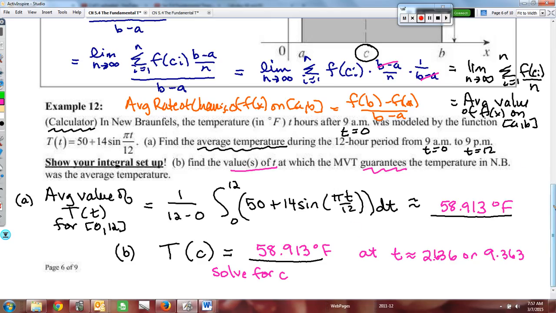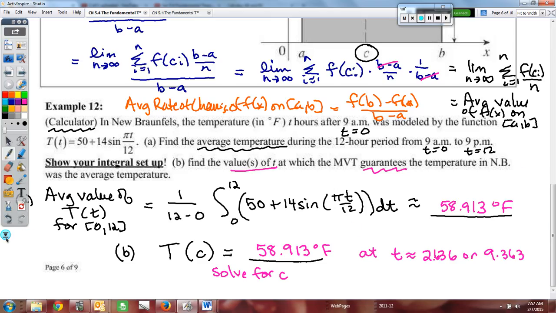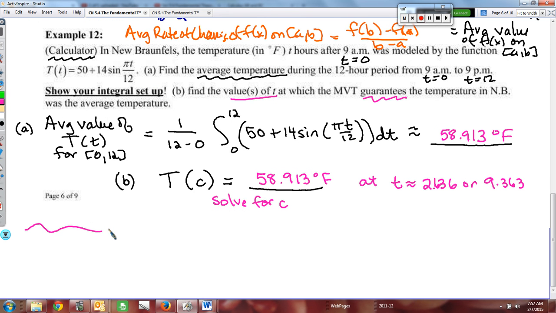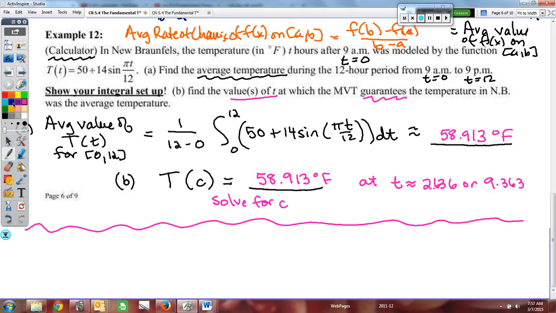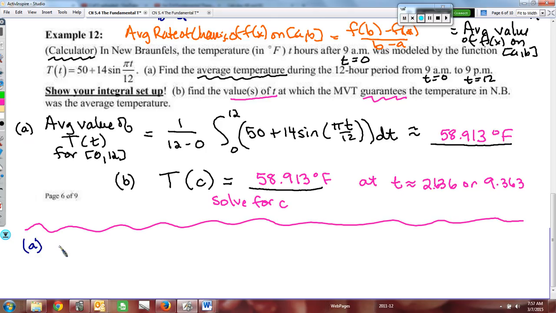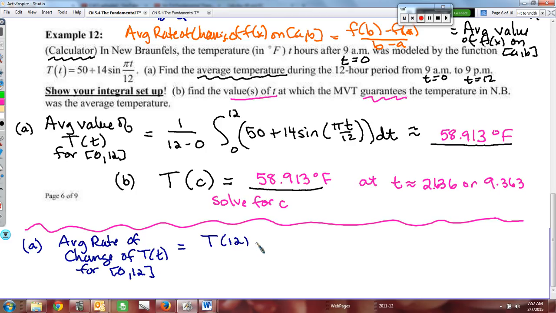Now let's contrast that with if I was talking about the average rate of change. This is one of those things where you have to be very, very careful and paying attention. So if I had asked instead to find the average rate of change of t for 0 to 12, then in that case the average rate of change would have been t of 12 minus t of 0 all over 12 minus 0. And I'll leave you to verify this actually does end up being 0.